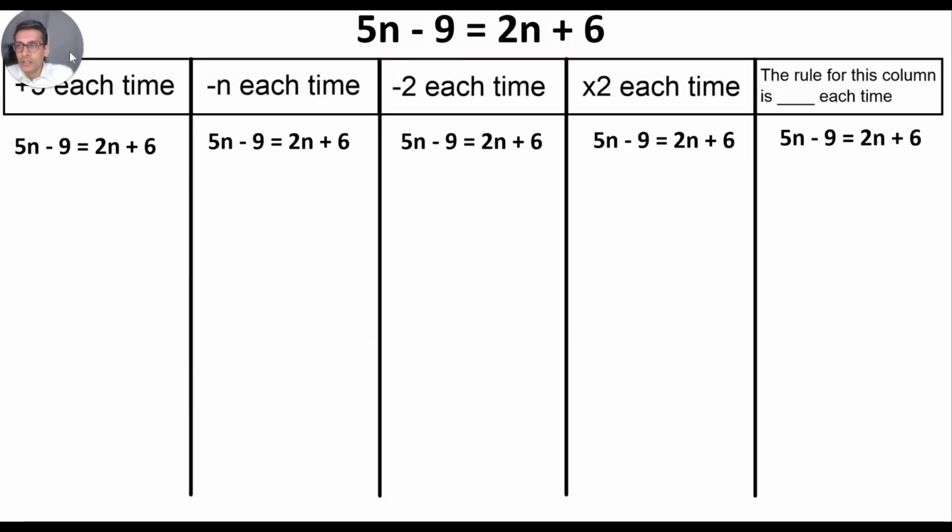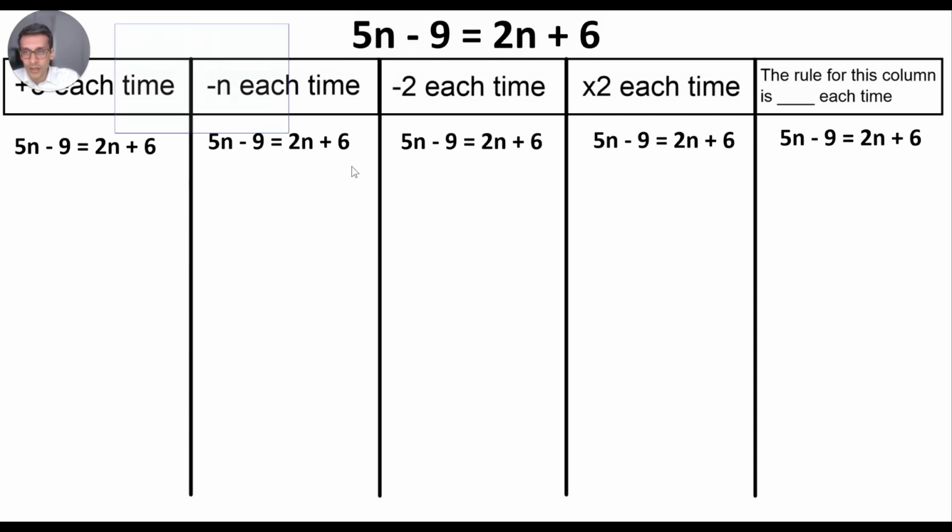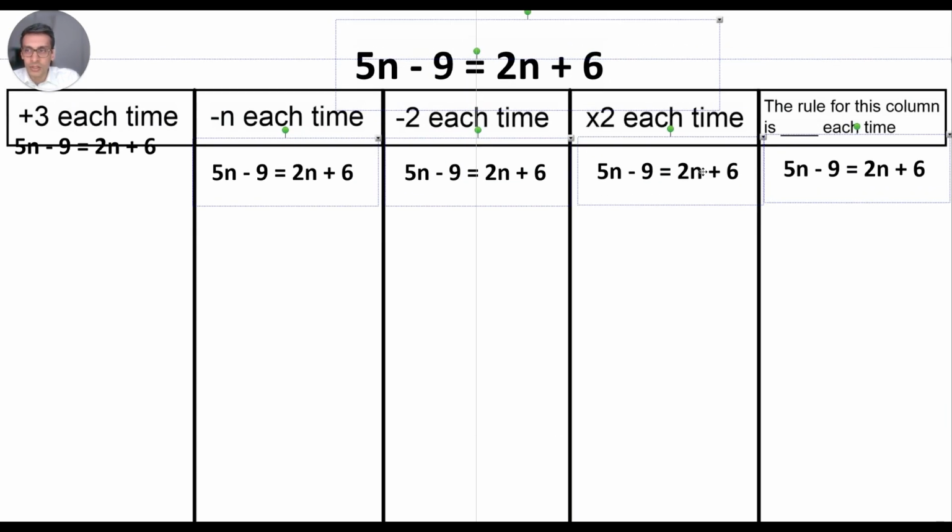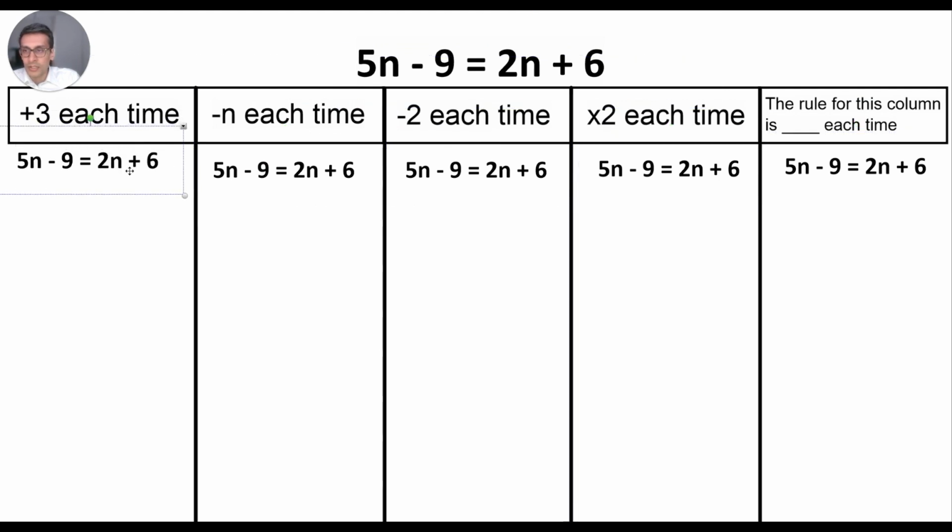Just like in the previous video, I want you to apply the operations that have been listed at the top to the same equation at least twice in each case. I'll give you an example by doing the first one. We want to add 3 to each side, on both sides. So I'm going to add 3, add 3.